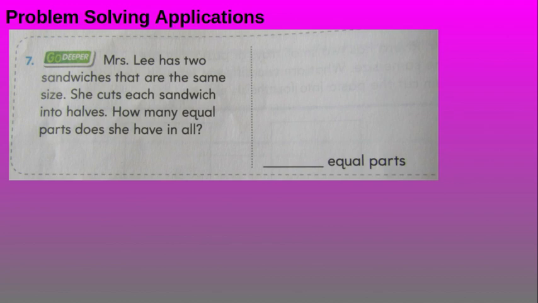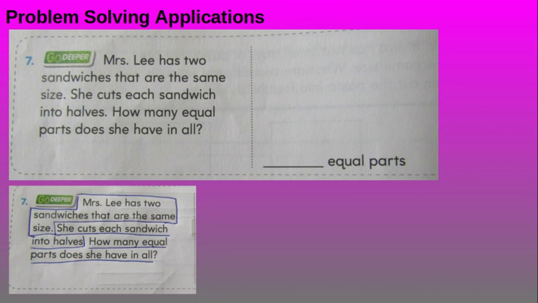Let's go ahead and underline our question and box up our key information. You should have underlined, how many equal parts does she have in all? And then boxed up, Mrs. Lee has two sandwiches that are the same size. She cuts each sandwich into halves.